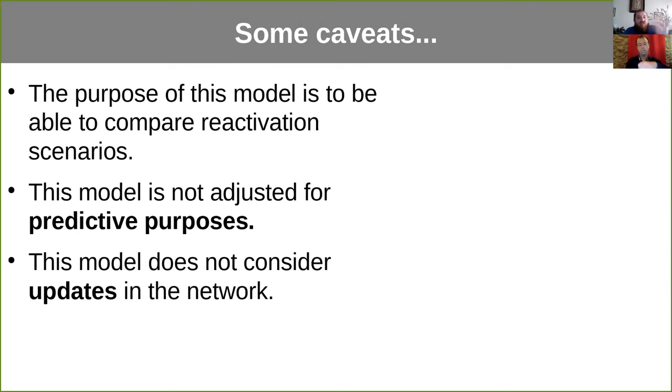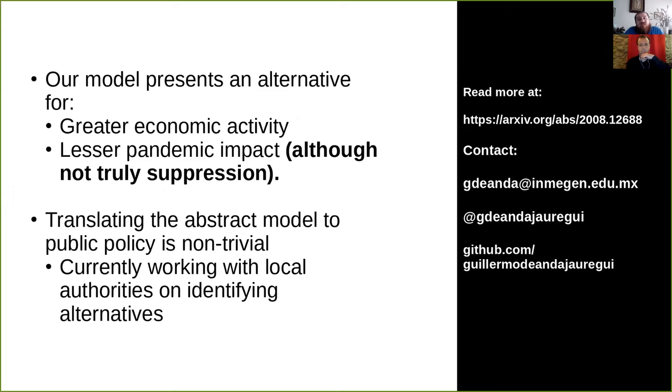So the idea here is to have different alternatives to have economic activity without this negative impact on the number of active cases and hospitalizations. But translating the abstraction of the model to public policy is not trivial. Currently we are working with the local authorities on trying to identify the sources of this modular structure in the network and how we can translate this to public policy.